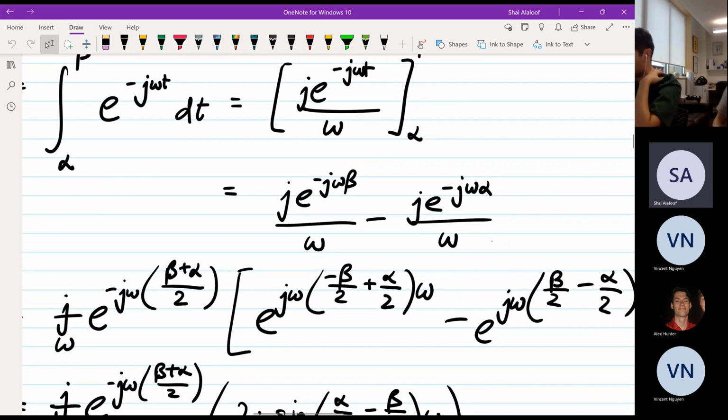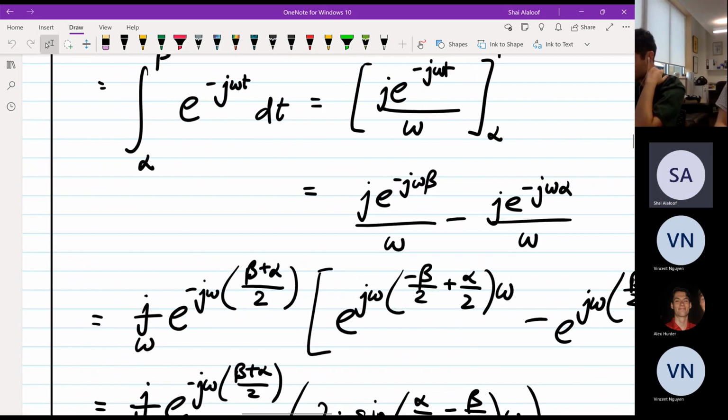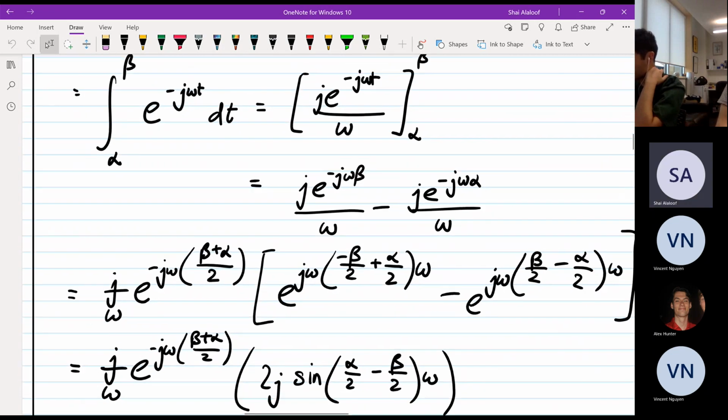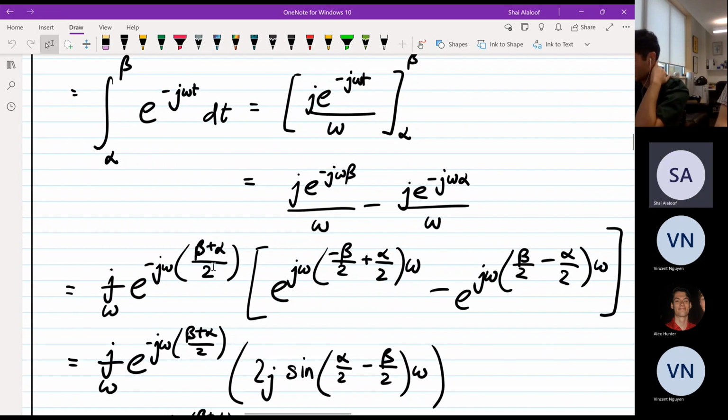Not the neatest expression, but it's still pretty nice. Here's where things get a little bit messy. What I've done there is a trick that you don't have to know, but I've factorized beta plus alpha over 2, so e to the minus j omega (beta plus alpha)/2. And I've also factored out j over omega. So I've taken this thing out the front.